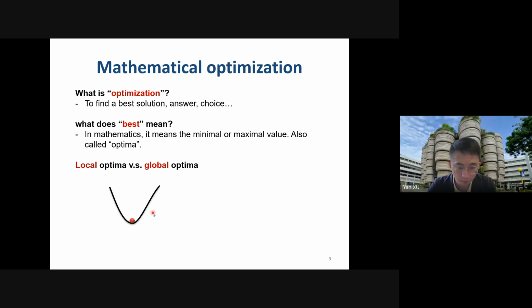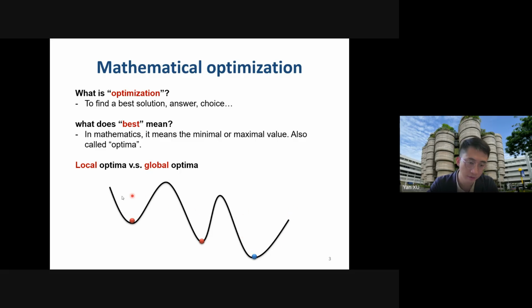However, sometimes the objective function could be more complex. For example, now the objective function becomes such a kind of complex curve, which is like a sinusoid waveform. And our objective is still to find the minimum value of this objective function.